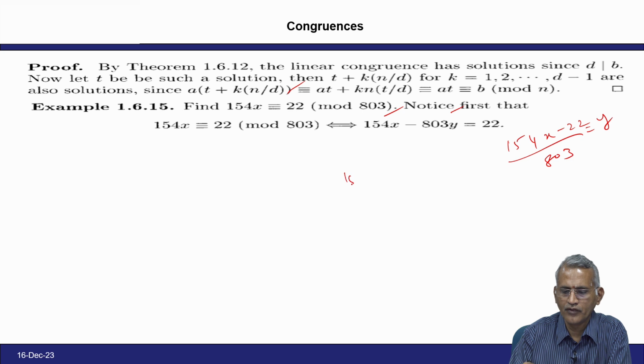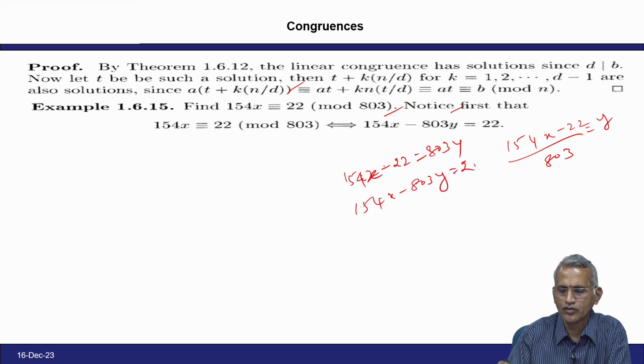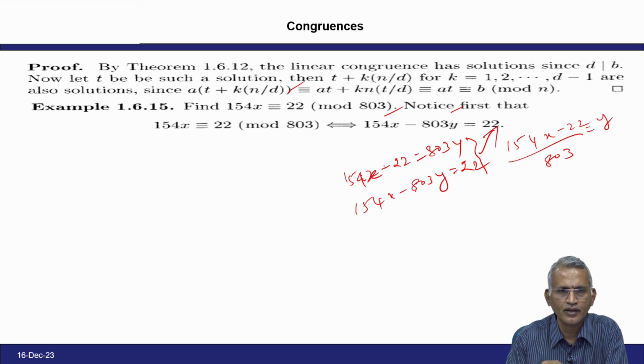Therefore, 154 into x minus 22 equal to 803 into y. Therefore, 154x minus 803y equal to 22. So, this way we can write the equation. Now, keep it in mind, we are going to solve this linear Diophantine equation.